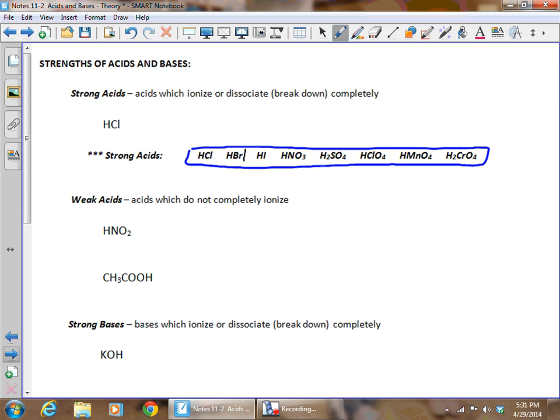If it's a strong acid, we're going to show it with what I sometimes refer to as a strong arrow. It's an arrow that shows that this reaction happens completely. This is going to be aqueous. We put it in water, and we're going to show it breaking down into H plus and Cl minus. Both of these are aqueous as well. Make sure you put that on there.